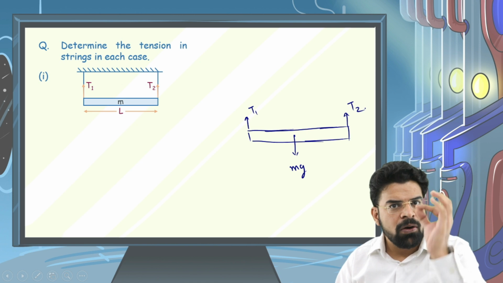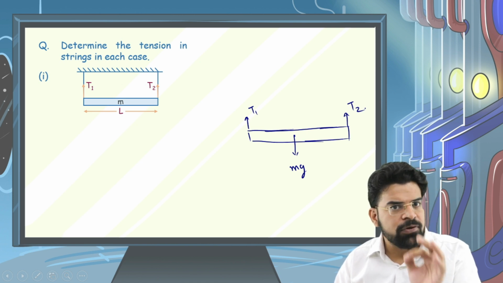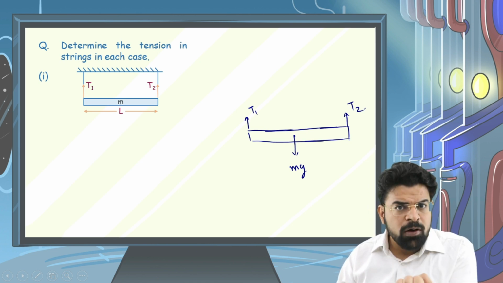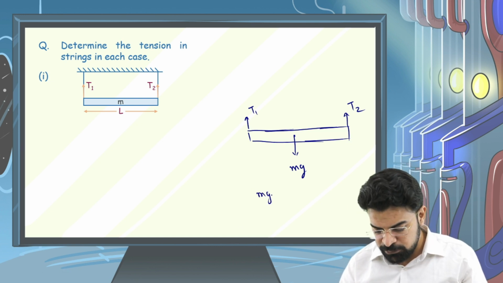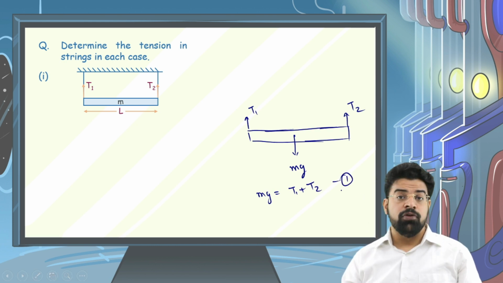You can do torque balance about any point and you can do force balance in any direction. Since we know that the rod is in equilibrium, the net force on the rod has to be 0. So the downward force of mg has to be equal to the sum of forces T1 and T2. So you can say mg equals T1 plus T2. This is the first equation from force balance.